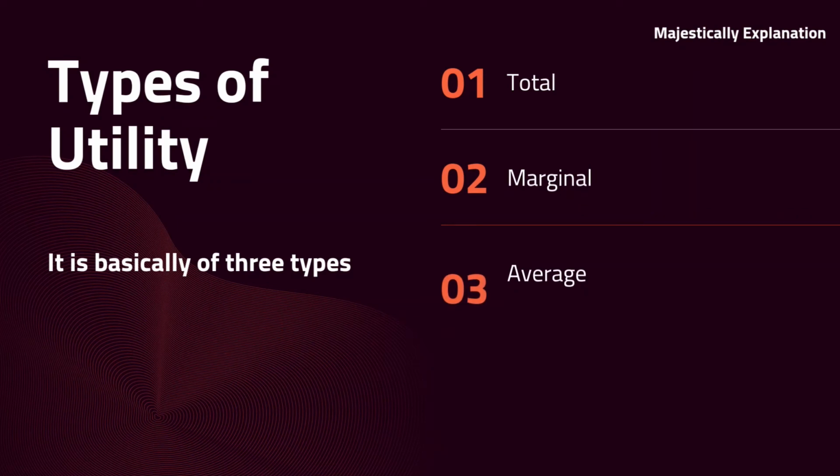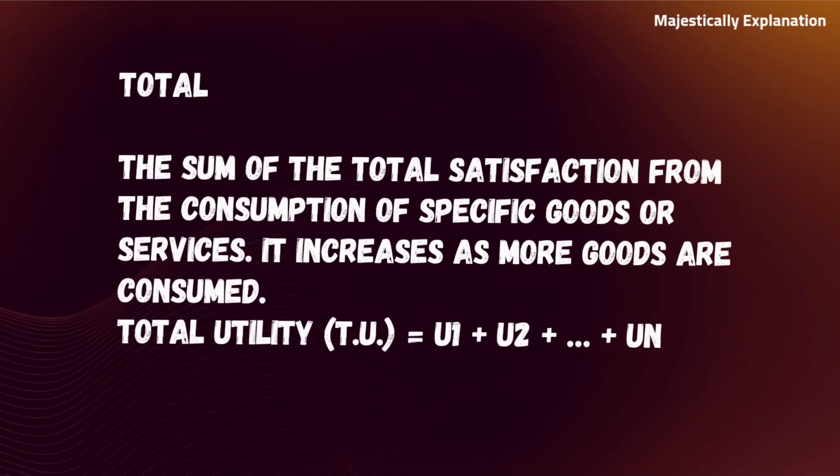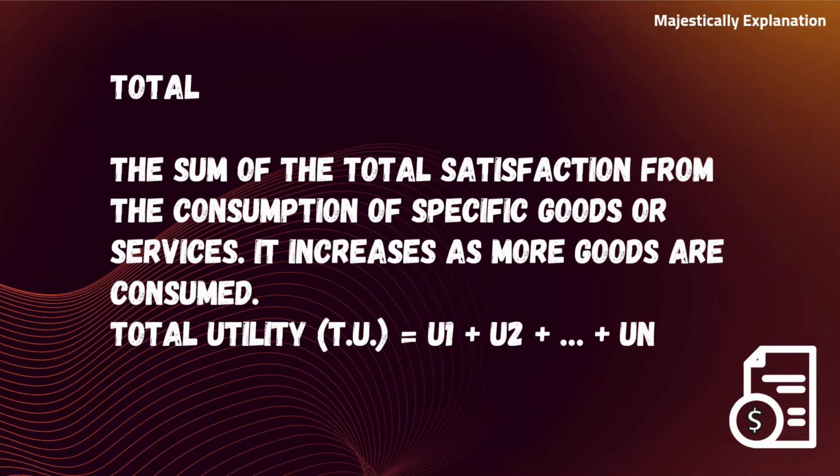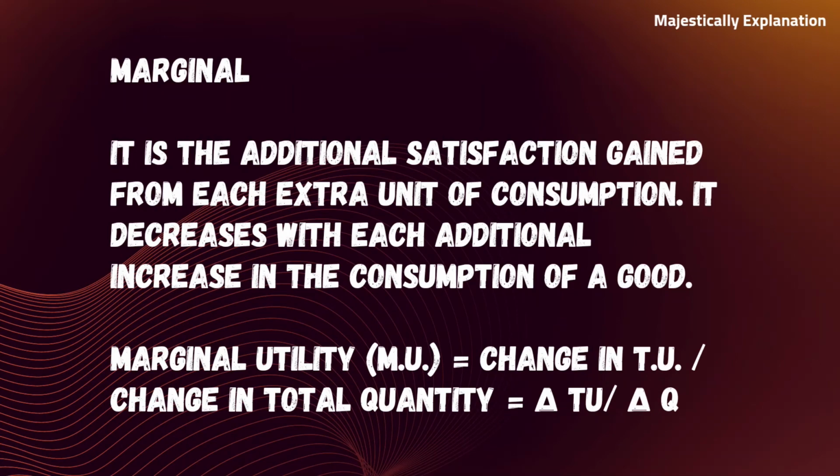Coming to the types of utility, there are three types: total, marginal and average. Coming to our first, total utility: the sum of the total satisfaction from the consumption of specific goods or services. It increases as more goods are consumed. Total utility, TU, is U1 plus U2 and so on, depending on how many units you consume.